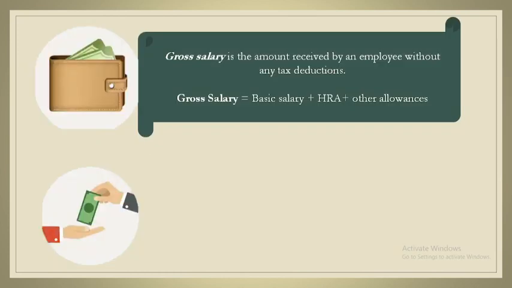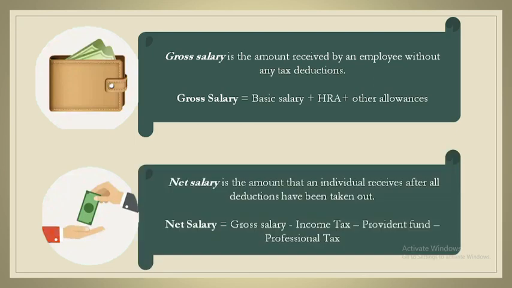Gross salary is the amount received by an employee without any tax deductions. Gross salary equals basic salary plus HRA plus other allowances. Net salary is the amount that an individual receives after all deductions have been taken out. Net salary equals gross salary minus income tax, provident fund, professional tax.